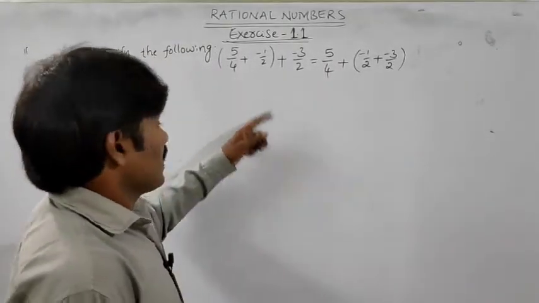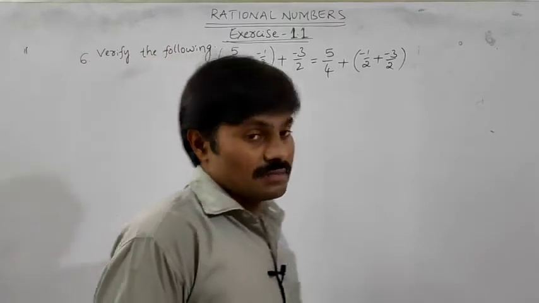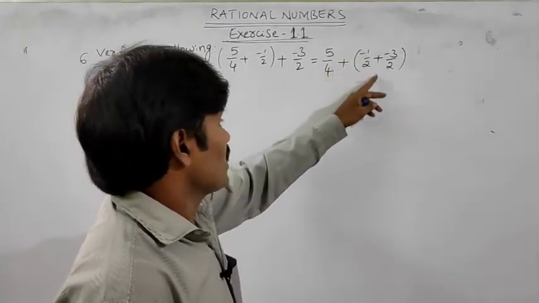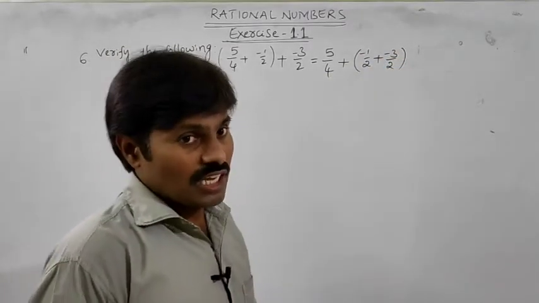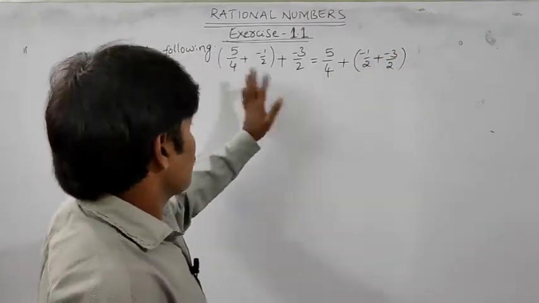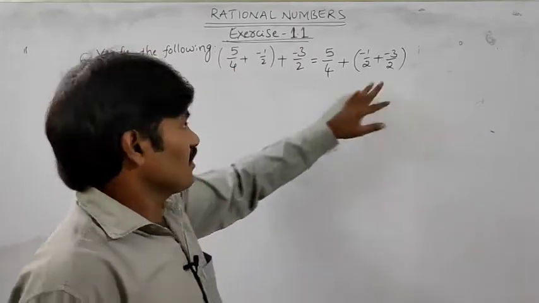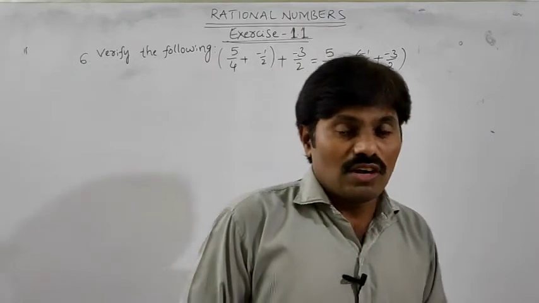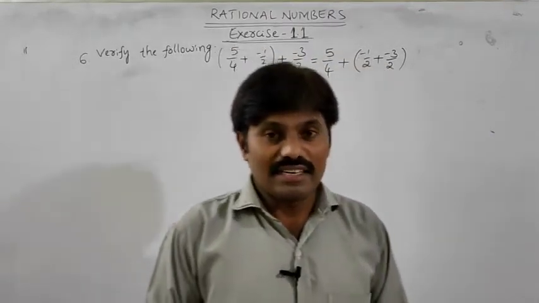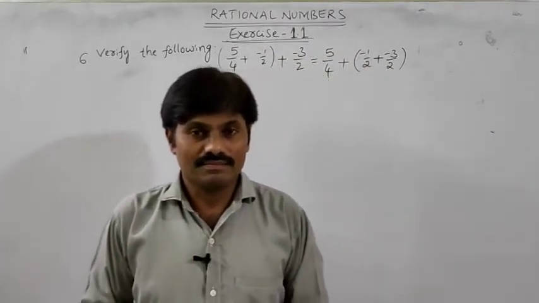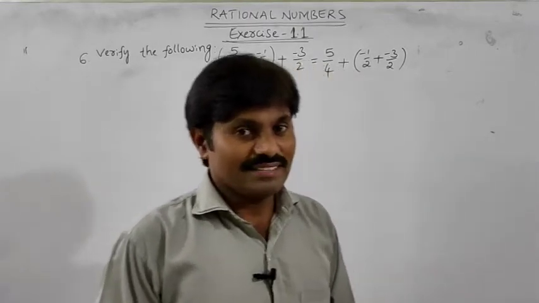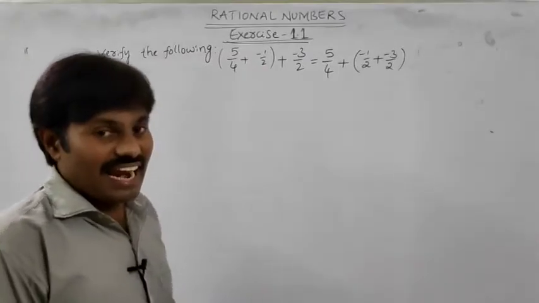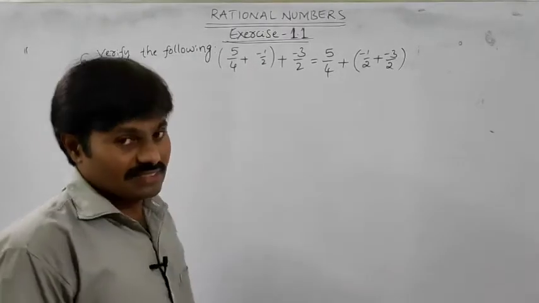5 by 4 plus (minus 1 by 2 plus minus 3 by 2) is equal to (5 by 4 plus minus 1 by 2) plus minus 3 by 2. If you observe, without brackets they are all equal, but they are given parentheses. Do you observe the question? It indicates which property? Did you identify? This is the associative property under addition. So we are going to verify it.